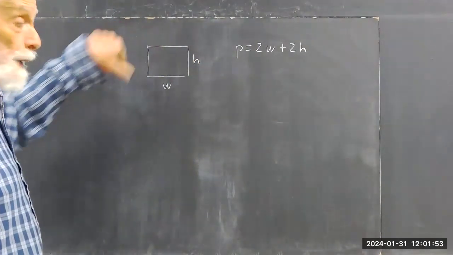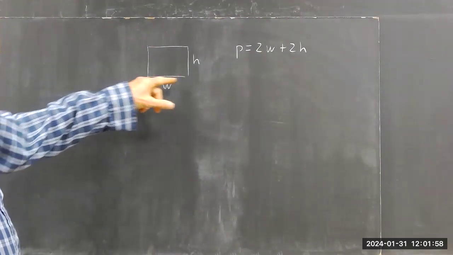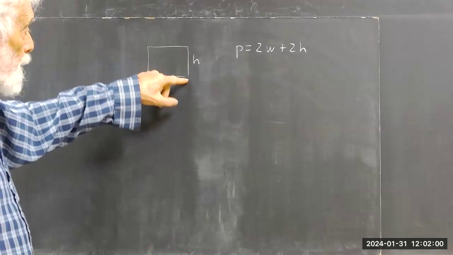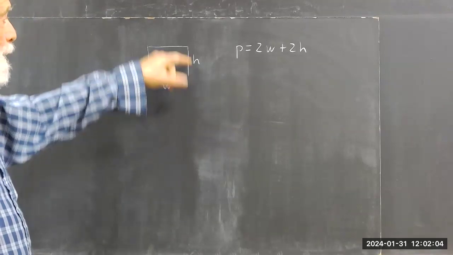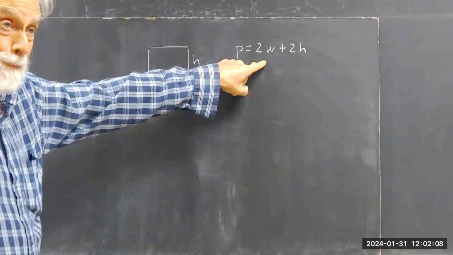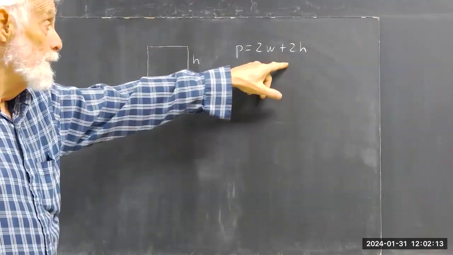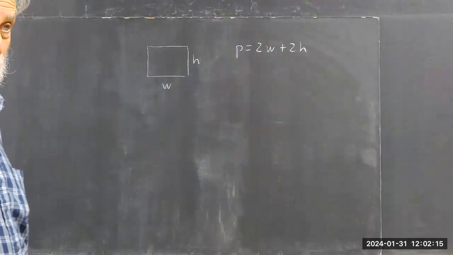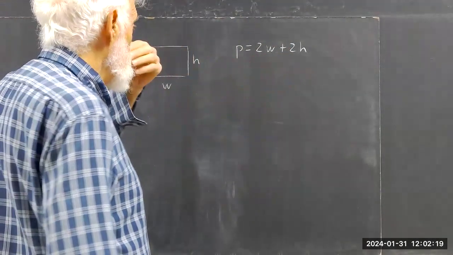And how far is it around? Well, whatever the width is, if you're walking around it, you've got to go W far here, and then you've got to go W here, right? That's 2W. And then you also have to go up here and down here, which is 2H. Okay, simple formula from geometry. So perimeter is 2W plus 2H.